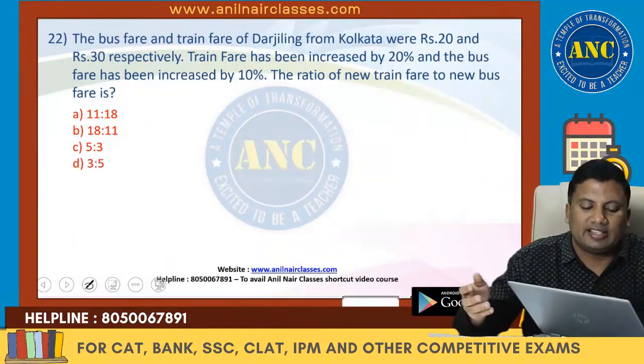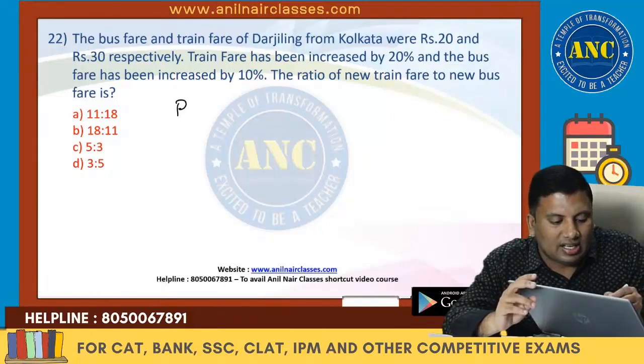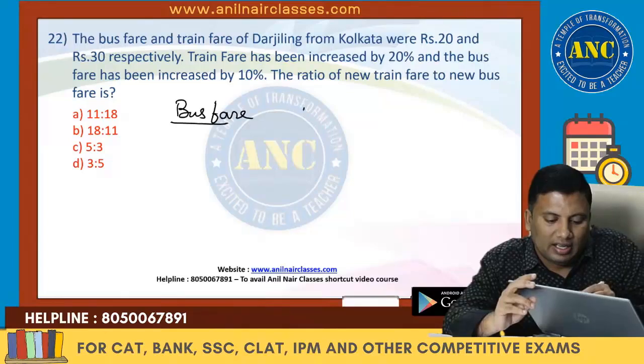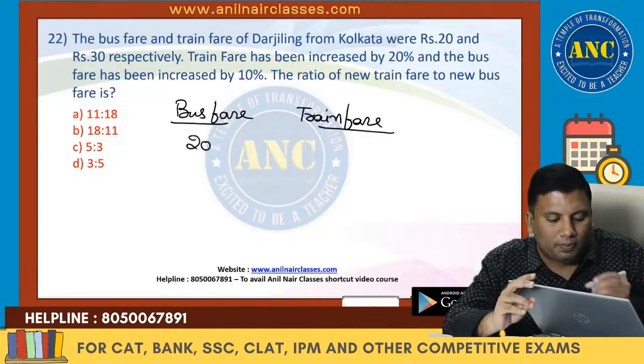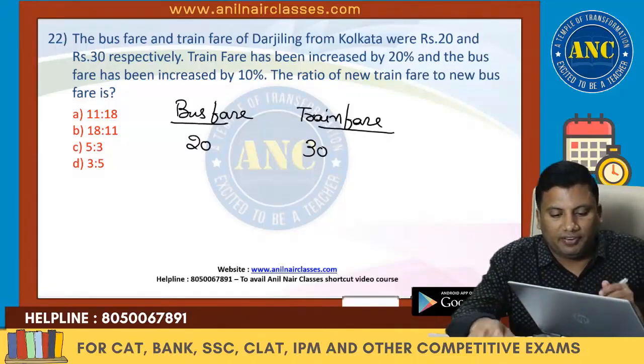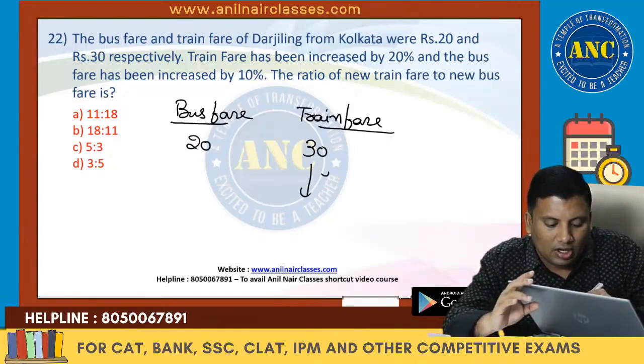22nd. Again it is an easy question. This is a previous year examination question, sir. There is a bus fare from Darjeeling to Kolkata, and there is a train fare. Bus fare is 20 rupees. Train fare is 30 rupees. Train fare has been increased by 20%.